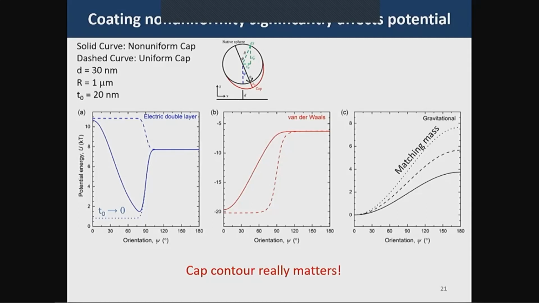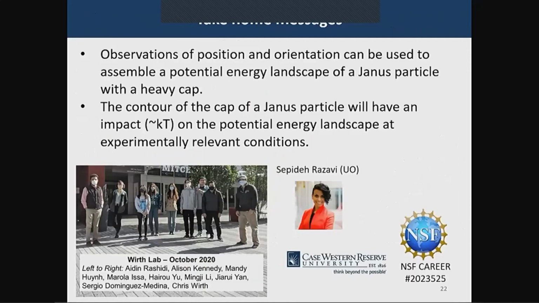So, all right. So really the two take-home messages are first that you can use these observations of position and orientation to get the potential energy landscape. That's somewhat old from our group at this point, but really the new thing is that it's this contour of the cap that's really relevant.